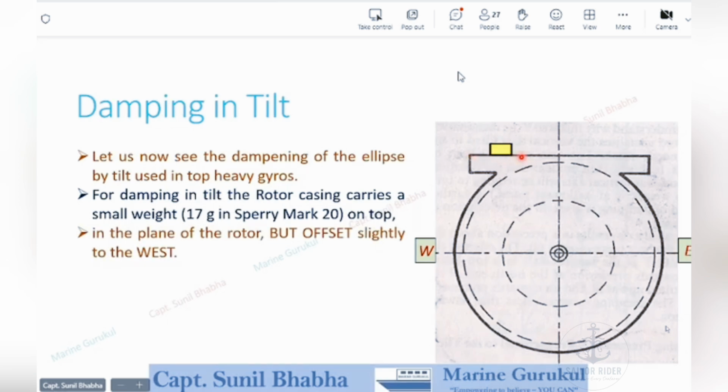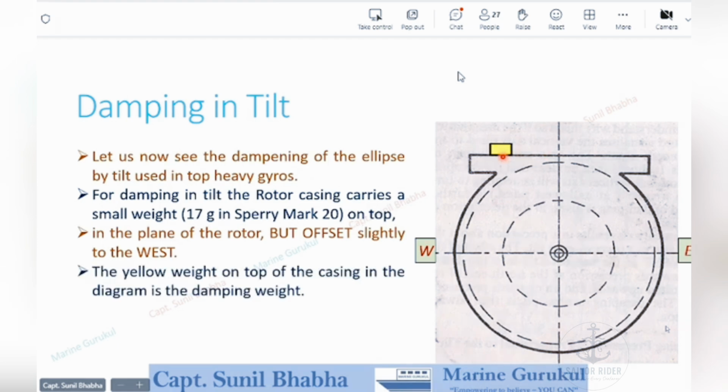It is exactly in the same plane as the rotor. It is in the plane of the rotor, but you can see it is offset slightly to the west of the spin axis. You can see this is the westerly direction, the left side, and the small weight which we are placing is not on top of the rotor, but slightly offset to the westerly direction. So this yellow weight on top of the casing, slightly offset to the west, weighing 17 grams, is the weight which we use for generating the damping precession, for damping this in tilt.